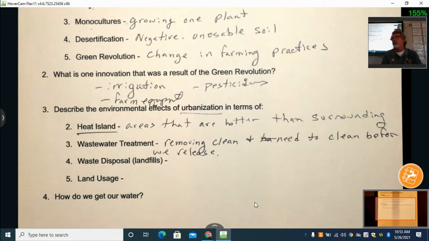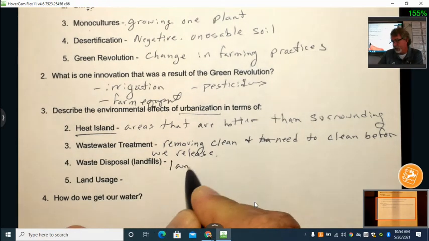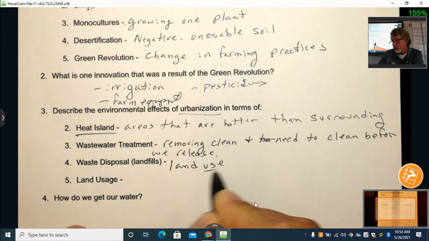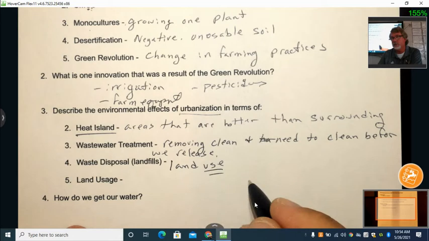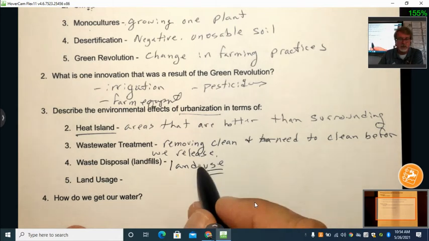Waste disposal, landfills, same type of thing there. What are we doing with that trash? How are we returning that material back to the environment? It's part of that whole big cycling system. What are the environmental impacts of landfills? Well, you have to think about land use, because once you use that land for a landfill, there is no other purpose for the land. Okay, the land use is one problem.